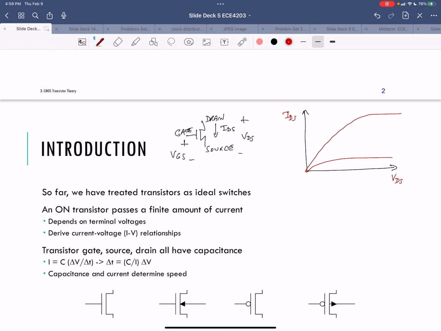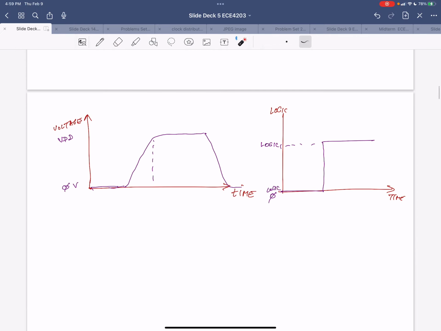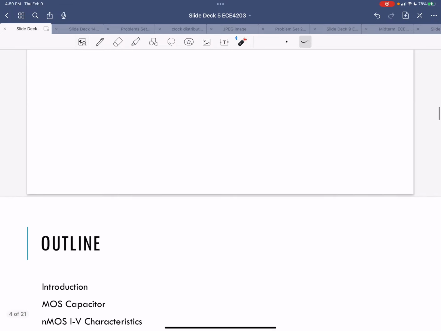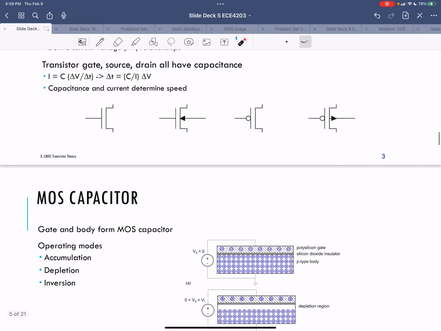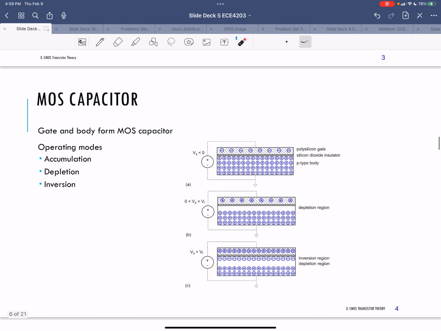So all of these will affect the actual transfer function or view of what our logic circuit is going to be doing. So okay, we need to talk about how a transistor works. And generally where people start is in a MOS capacitor, and you try to understand a MOS capacitor before you try to understand a MOS transistor.